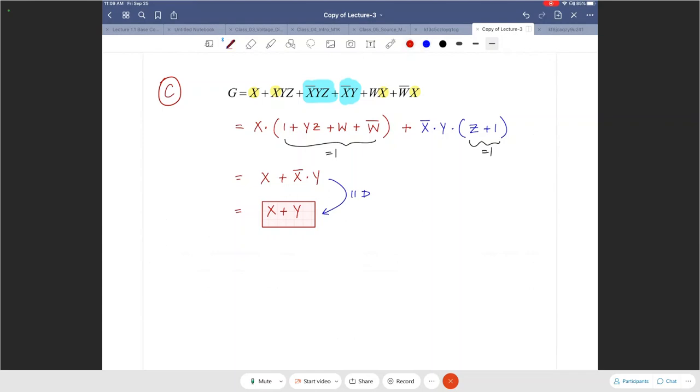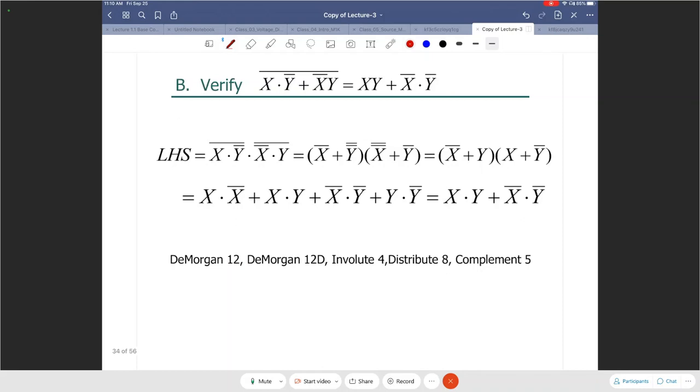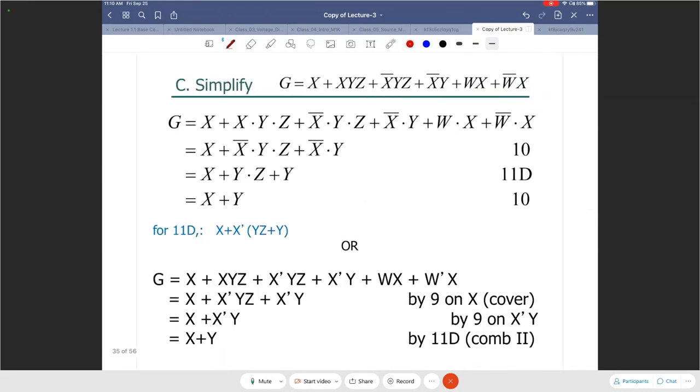And this has two literals. That was the goal for part C. Simplify it so as to get two literals. And we did X, Y, two literals, that's it. Now, the same problems have been simplified, verified, and proved here. So if you want to look up exactly which property was used, you can look at this as well. But since we went through them in detail, I'm not going to go through them again. That was A, that was B, and that was C, and two different ways of doing part C.